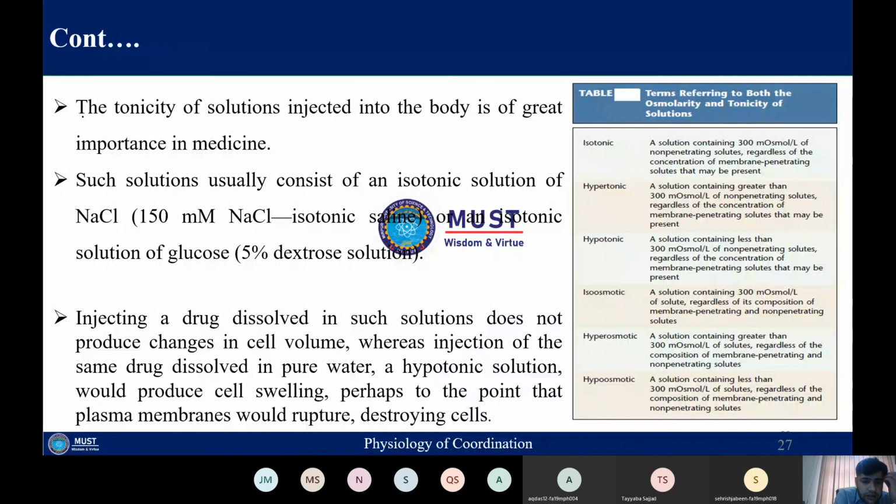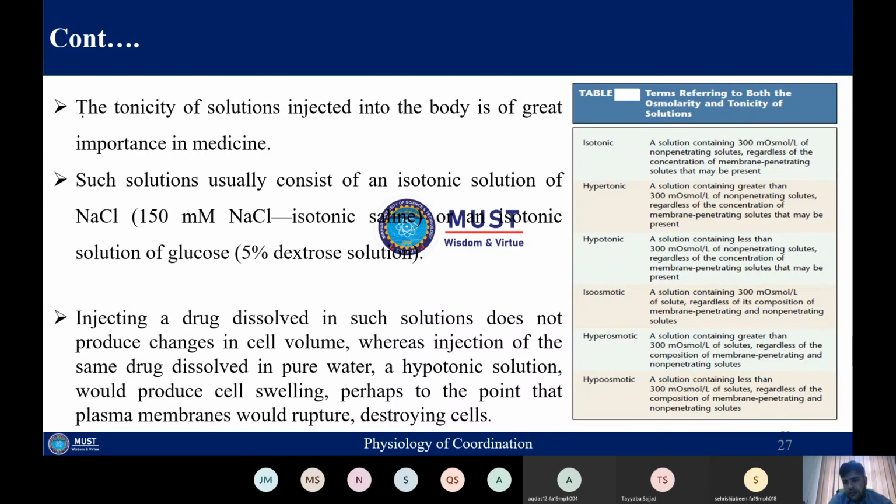Okay, injecting a drug dissolved in such a solution will not have an obvious effect on the cell volume. Like when people are given a drip in the hospital, that is also mostly in saline, otherwise it can have an impact on the body, and swelling can occur in the body. So a drug dissolved in such a solution will not change the cell volume, whereas if we inject the drugs in pure water, a hypotonic solution will produce cell swelling, perhaps to the point that the plasma membrane can rupture and the cell can be destroyed.